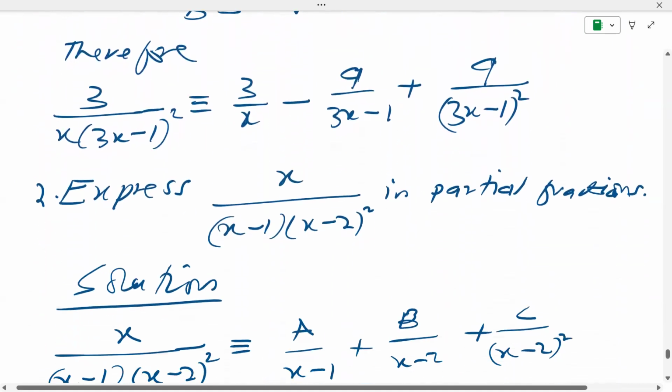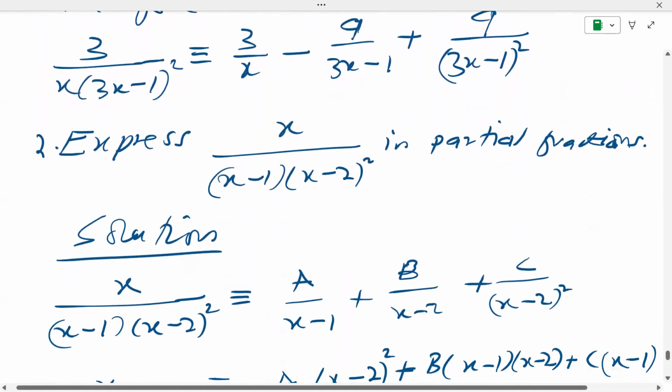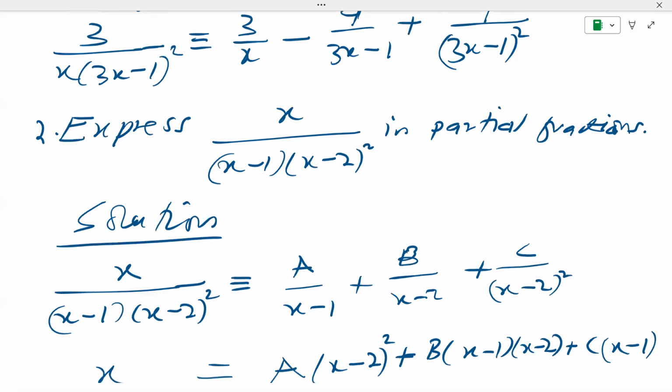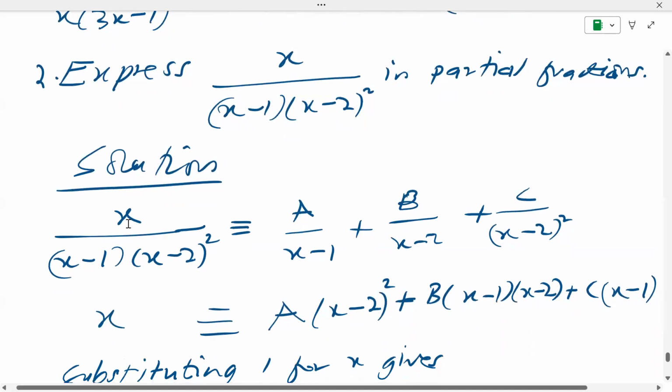Let's look at another question. Express x on x minus 1 into brackets x minus 2 all squared in partial fractions. And so we write it this way. Our a on x minus 1 goes, a linear factor. Then this factor is repeated. So b on x minus 2, c on x minus 2 all squared.